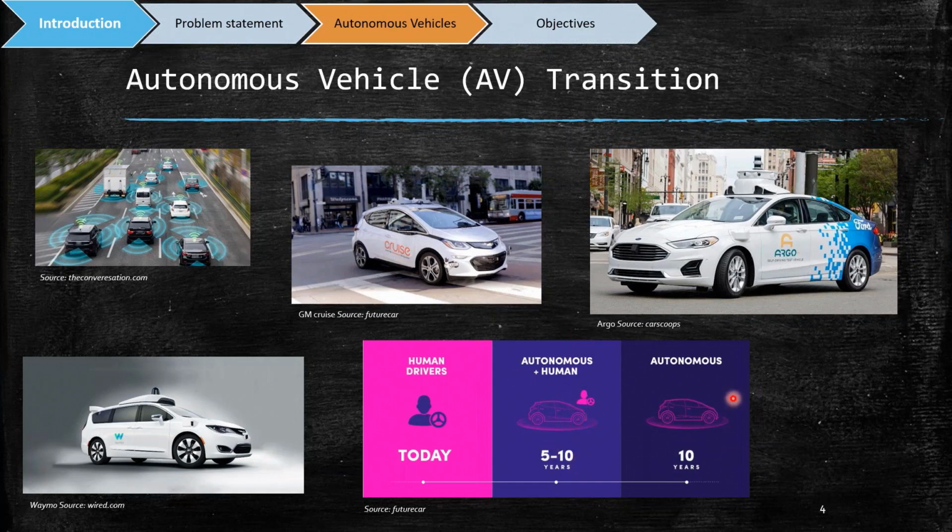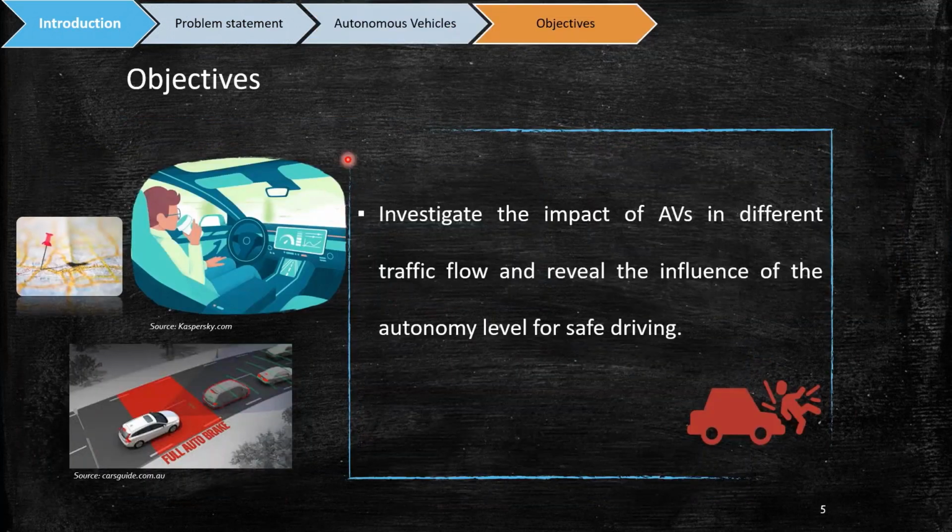And now we are close to using them, and we want to involve them as much as possible in the system. However, we don't have any other backbone for that in different areas, but the simulation environment can give us some view on these impacts. The objective of this study is to investigate the impact of AVs in different traffic flows and reveal the influence of autonomy level on safe driving.